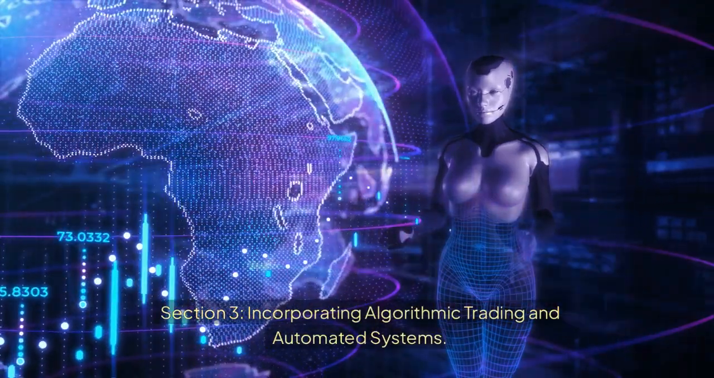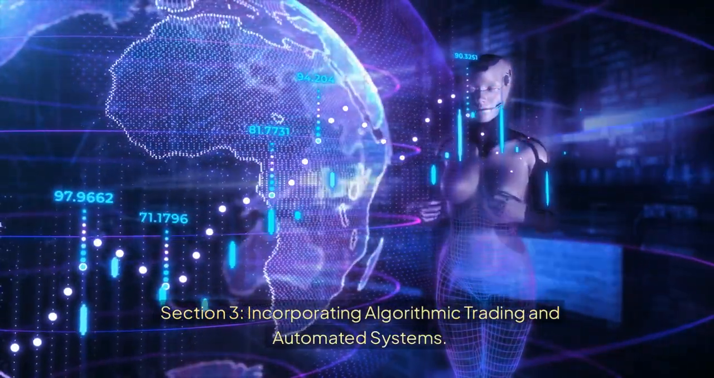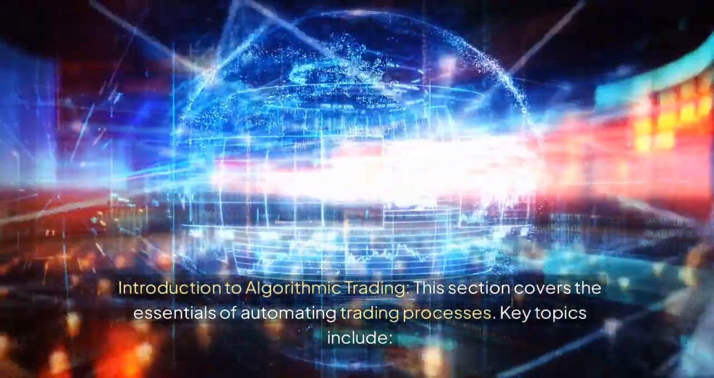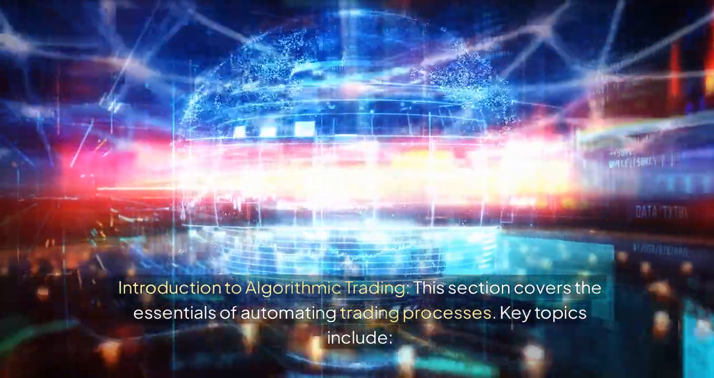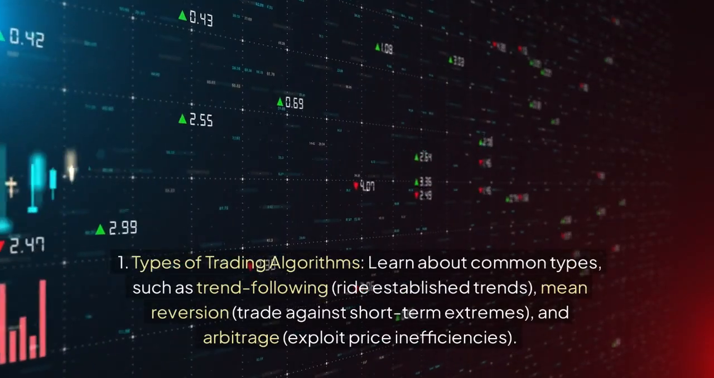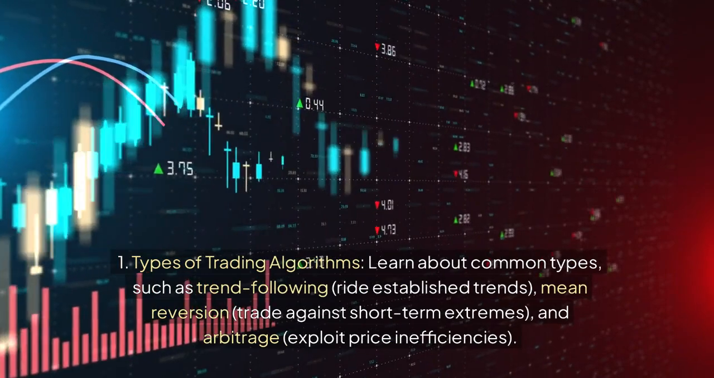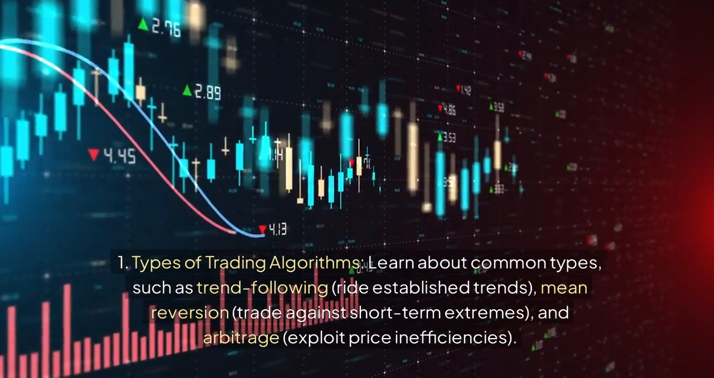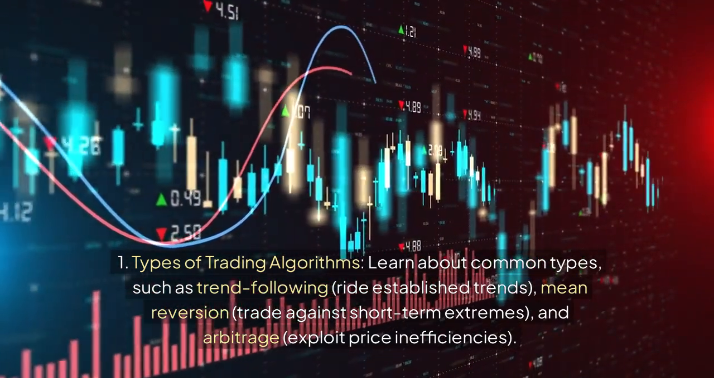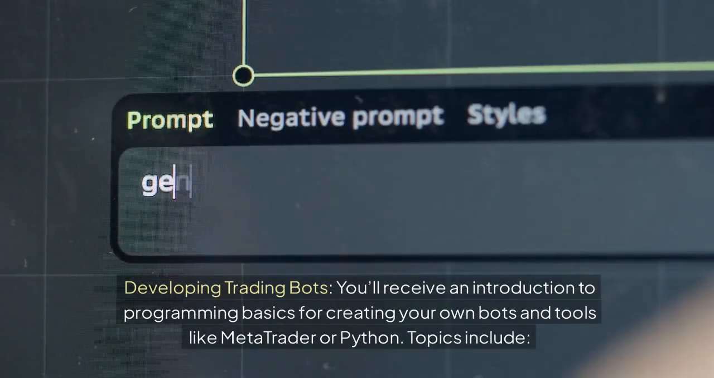Section 3. Incorporating algorithmic trading and automated systems. Introduction to algorithmic trading. This section covers the essentials of automating trading processes. Key topics include: 1. Types of trading algorithms. Learn about common types, such as trend following, ride established trends; mean reversion, trade against short-term extremes; and arbitrage, exploit price inefficiencies.